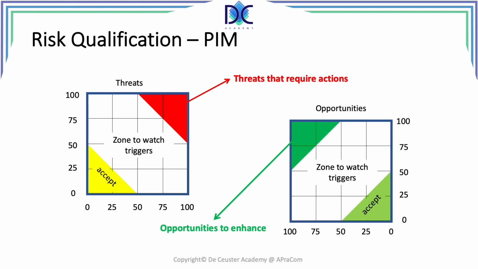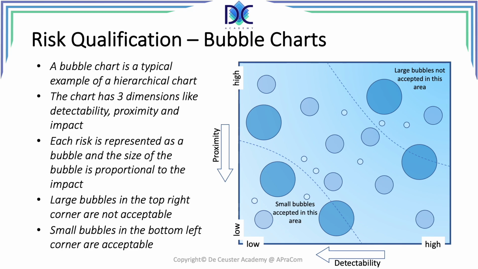A similar thing we do with the opportunities, although here we want to have those opportunities that they will happen, and we will look at measures or ways to enhance the outcome of the opportunities. The same principle here. We have the white zone where we have to watch what's happening, what are the triggers that may move an opportunity to the top side, make it interesting for us to make plans for it, or we may say, okay, it's moving towards the accept zone, so we don't care about it. Another way of risk qualification are the bubble charts.